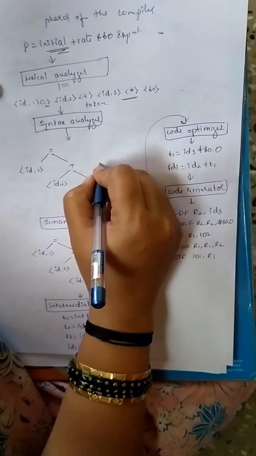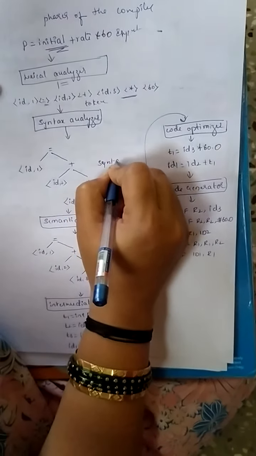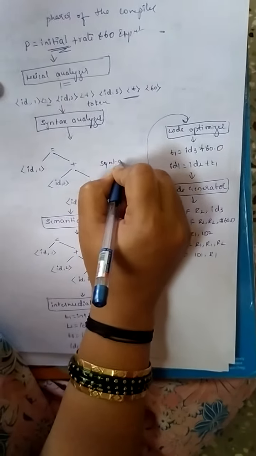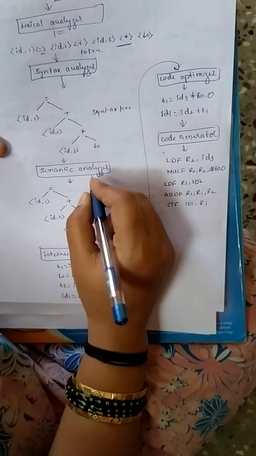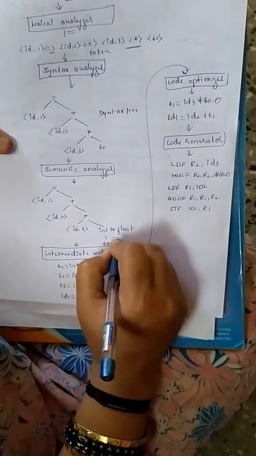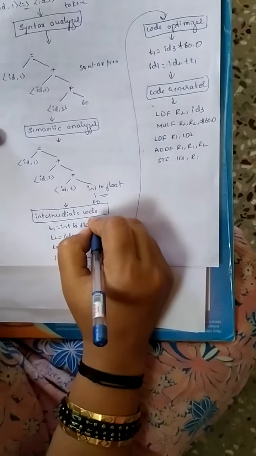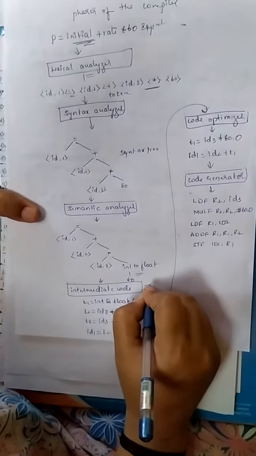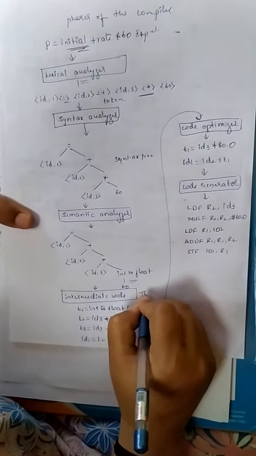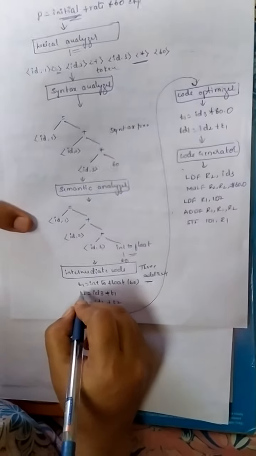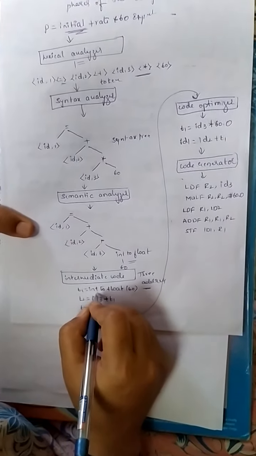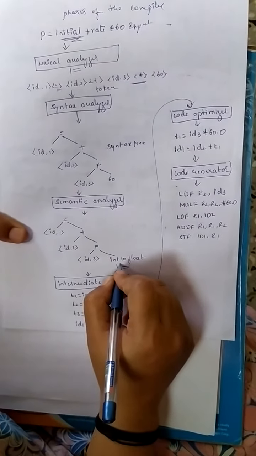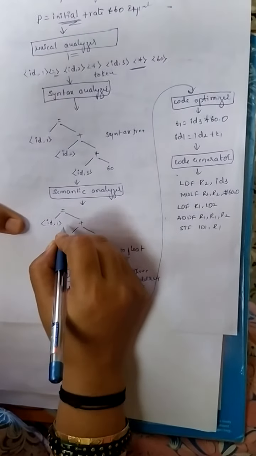It generates the syntax tree, and it will give it to the semantic analyzer. It is going to check whether the given syntax tree is semantically correct or not, and after that it is going to give it to the intermediate code generator. This intermediate code generator is generating 3 address code. In the 3 address code, we generate temporary variables, which are used to store the values, that is int to float, ID3, ID2 and ID1.